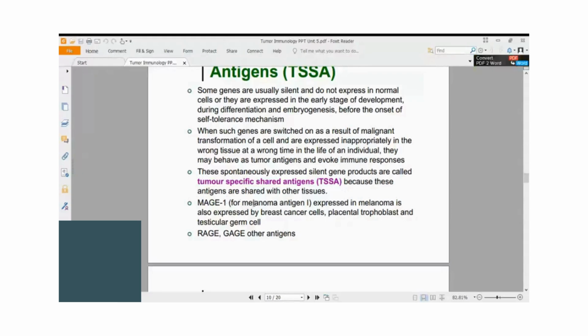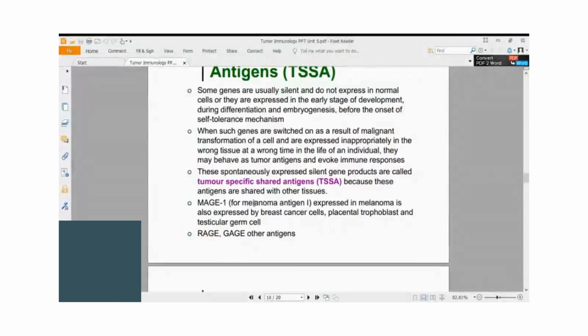And then it was found that that antigen, which has got nothing to do with breast cell cancer, is also expressed in breast cell cancer, breast carcinoma, and is expressed by placental trophoblasts. And placental trophoblasts are the cells that facilitate blastocyst implantation in the uterus, and in the testicular germ cells. Melanoma antigen MAGE1 is expressed in breast cancer cells, placental trophoblasts, testicular germ cells.